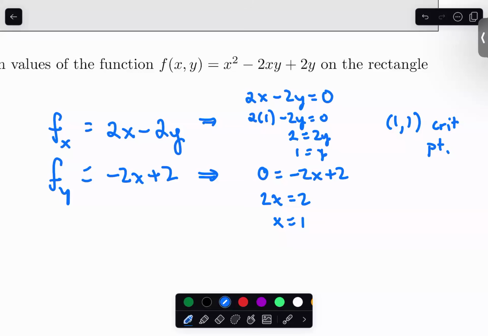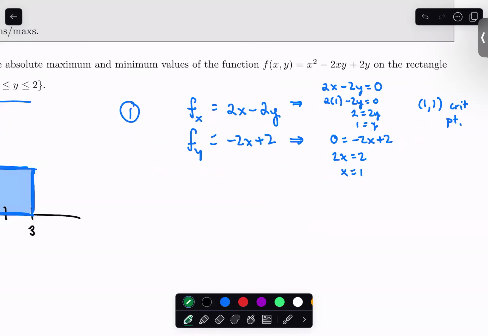And this is a point that needs to be added onto our list of potential mins and maxes. So at the very end, we're going to have collected lots and lots of these points, or maybe not lots and lots, but a good number. And then we need to evaluate our function at all of these. And the biggest is going to be the max. The smallest is going to be the min.